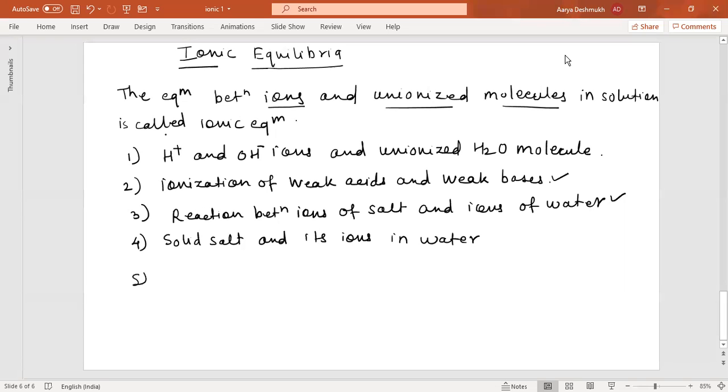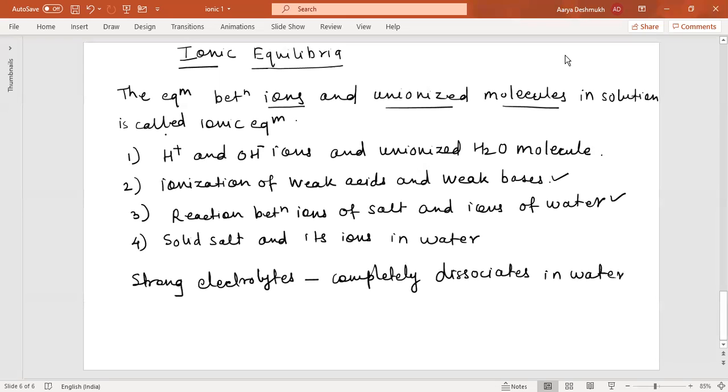Now, the strong electrolytes dissociate completely in water. Completely dissociates in water. I mean, there is no unionized part remaining in water if the electrolyte is strong. And weak electrolytes, they dissociate partially in dilute aqueous solution.